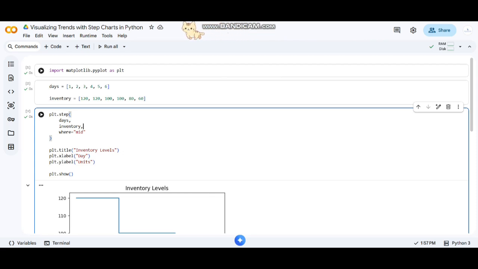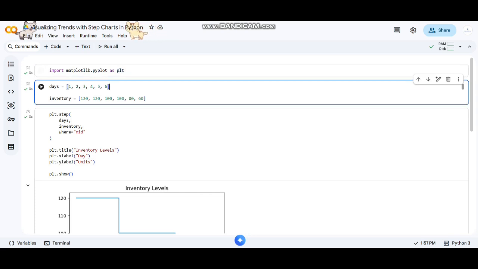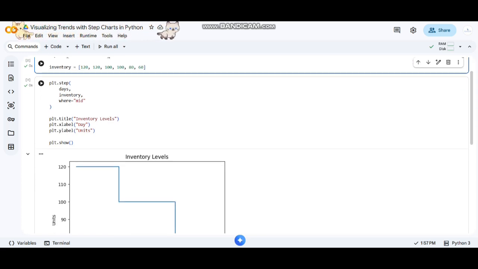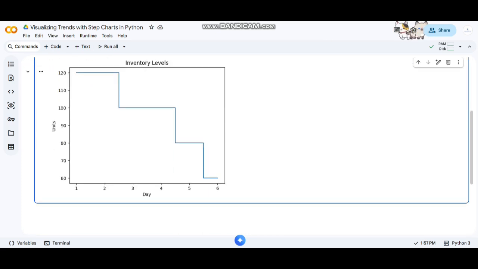At first, we have imported our Matplotlib library. Then we have created data representing inventory levels over several days. And finally, we have created the step chart using the step function here, and the where equals mid parameter places the step changes in the middle of each interval.